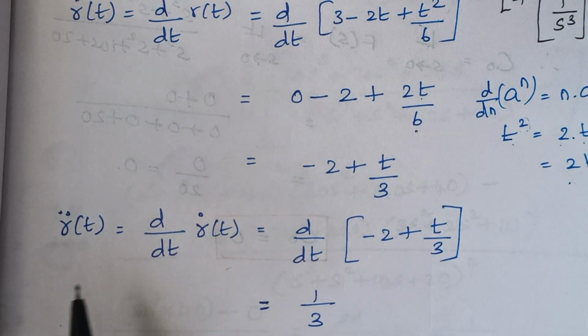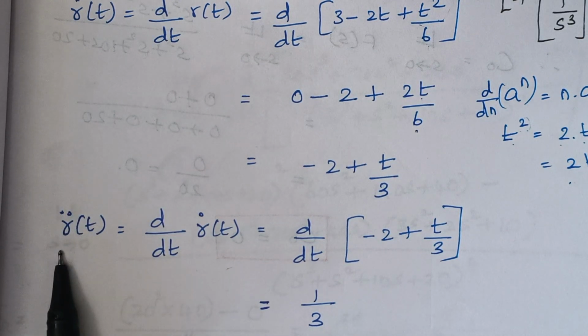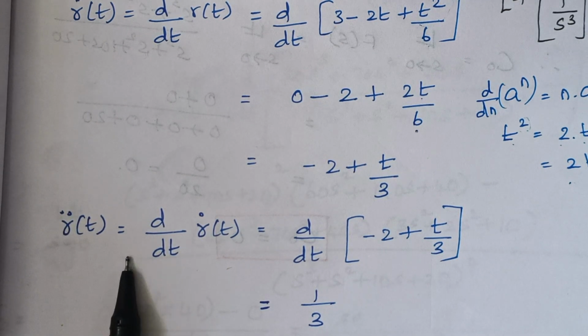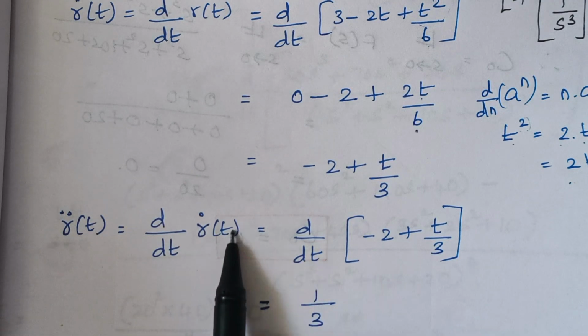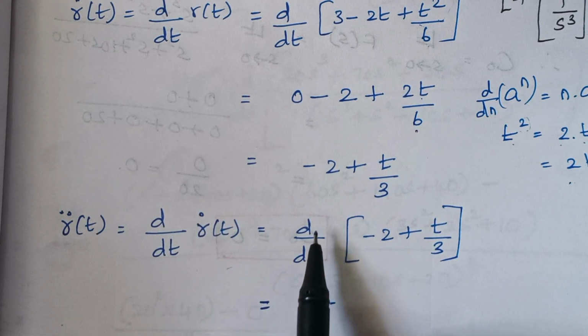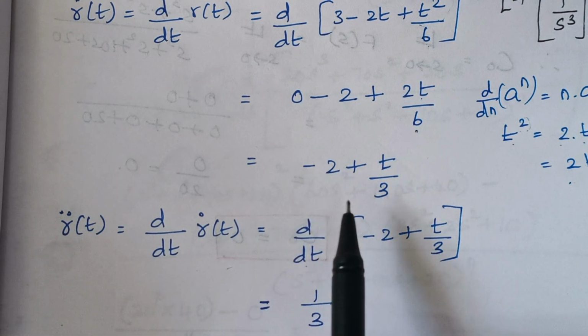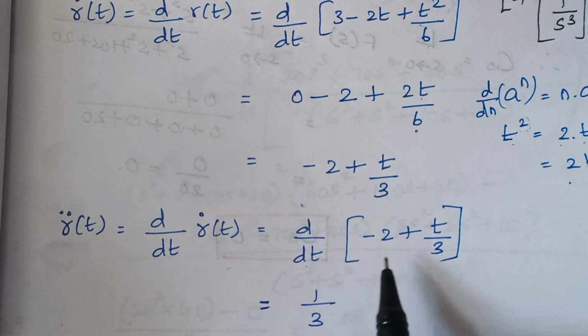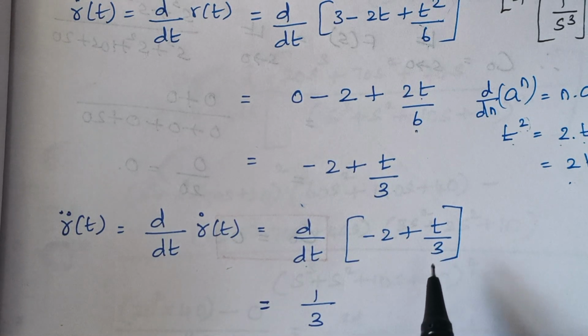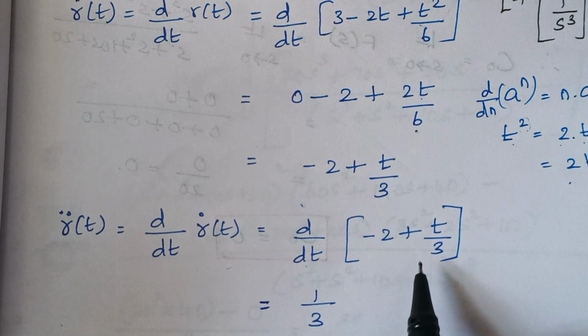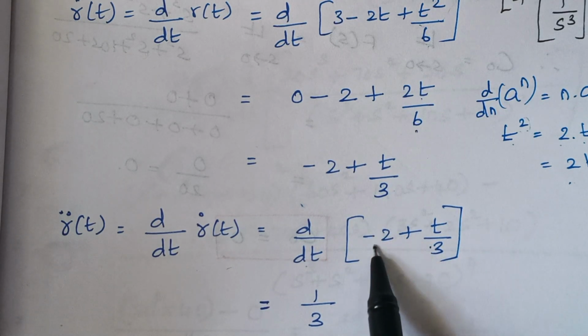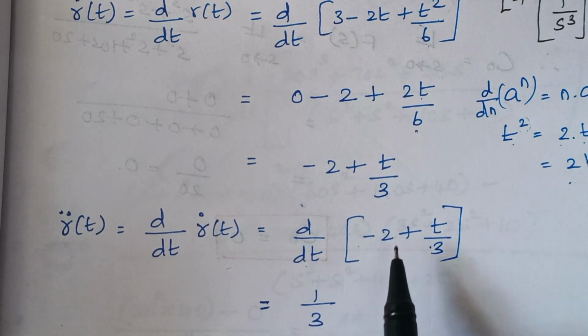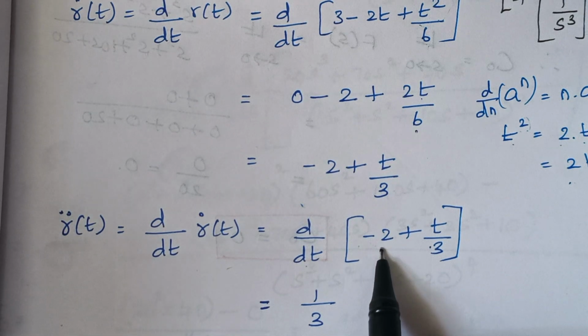The next step, we are finding r double dot of t. R double dot of t is nothing but d by dt of r dot of t. So d by dt of, what is the value of r dot of t? It is given by minus 2 plus t by 3. So again we need to differentiate this expression. So here minus 2 is a constant. So when you differentiate, its value reduces to 0.